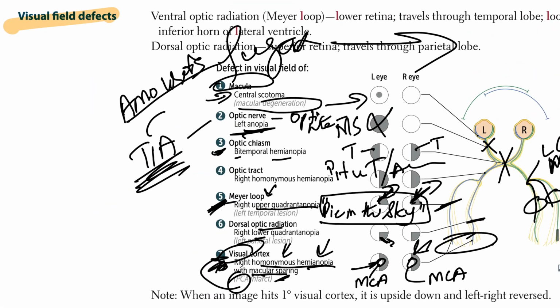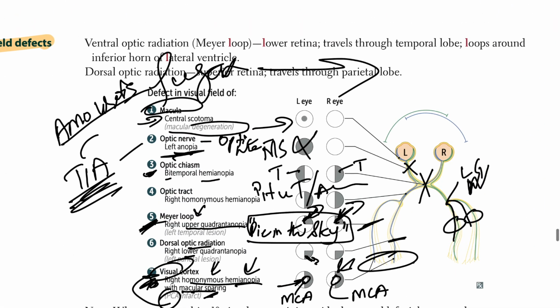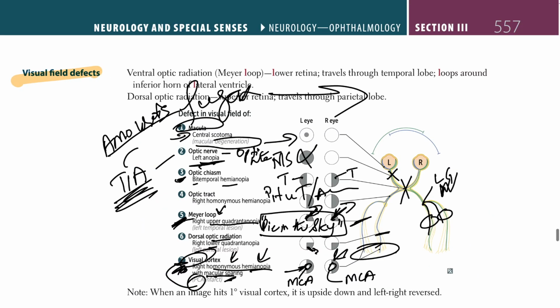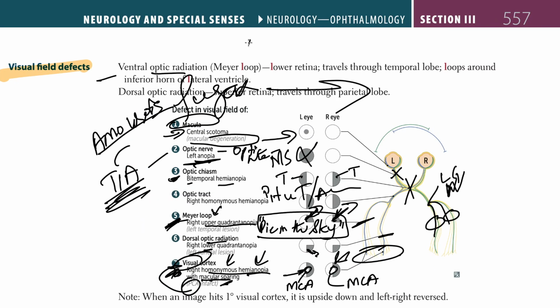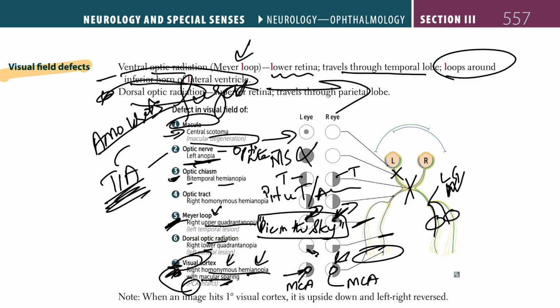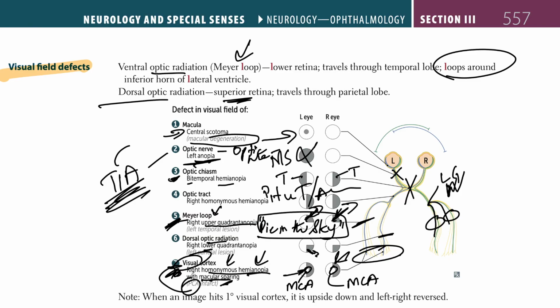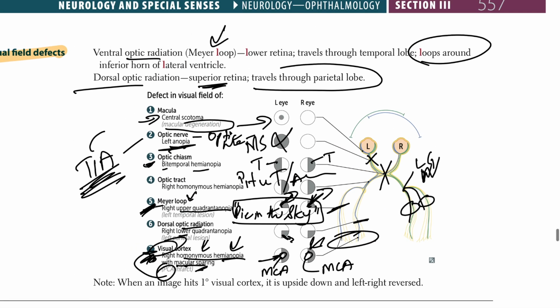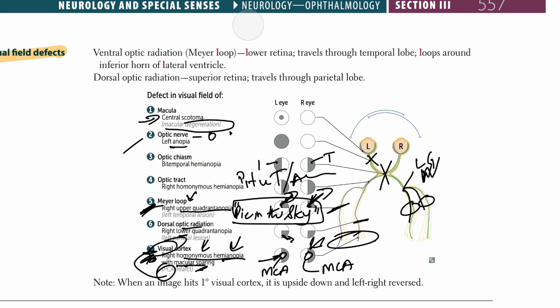So let's just read now quickly and move on to the next. So here's the visual field defects. Ventral optic radiation, which is the Meyer loops, is the lower retina, travels along the temporal lobe, loops around the inferior horn of the lateral ventricle. Dorsal optic radiation, the other one, it's superior retina, travels around the parietal lobe. So that's how they are different. Let's just recall this and move on to cavernous sinus quickly here.